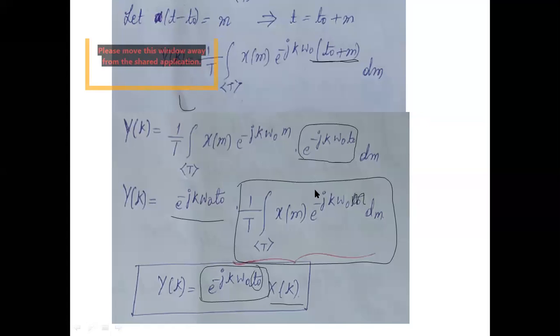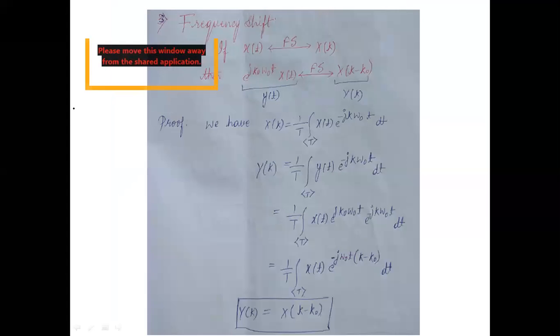So let us go to the next property. The next property is the frequency shift. The last property was the time shift in the time domain. That is, if you shift the signal in the time domain, what will happen to its Fourier series coefficient in the frequency domain? This is the inverse of the previous property. So here we are checking, if you shift the Fourier series coefficient in the frequency domain, what is going to happen to its corresponding time domain signal, that is x of t? That is what the frequency shift is.